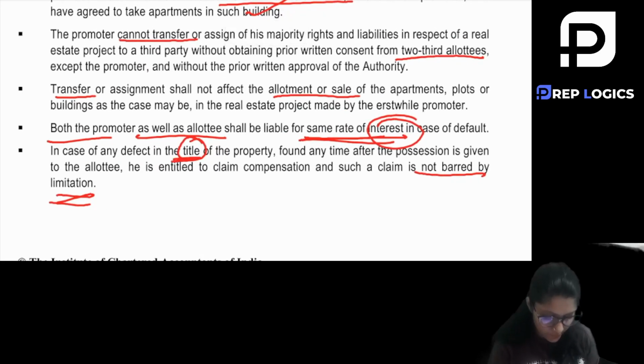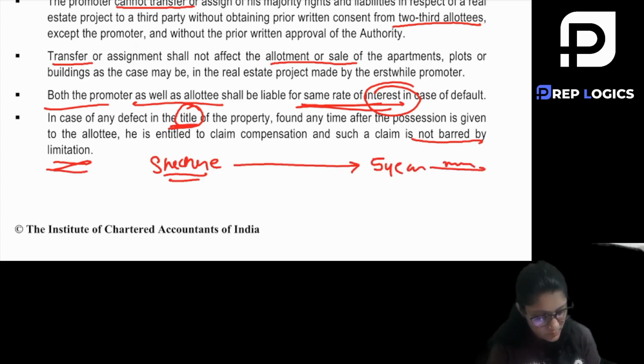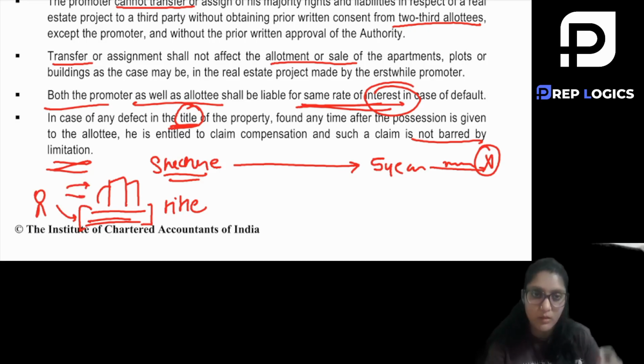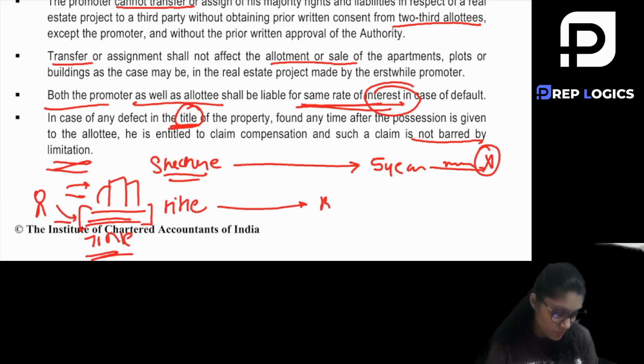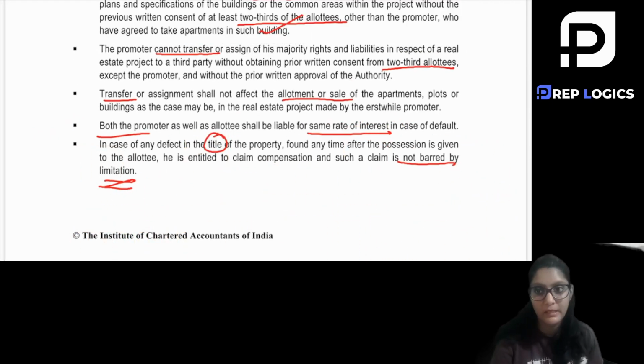Now, in case of defect in the title, I have told you the defect in the structure. If there is a defect in the structure, the builder is liable till 5 years. After 5 years, if there is any structure defect, the builder is not liable. But suppose the defect is in the title. Title means what? Suppose the building has been built on a land and someone has come and said okay, this land now belongs to me, this land doesn't belong to the allottees, please go from here. So the defect is actually in the title. In this case, the builder is responsible for unlimited time. The builder will be responsible for an unlimited period of time if there is a defect in the title. I hope you are able to understand this point.